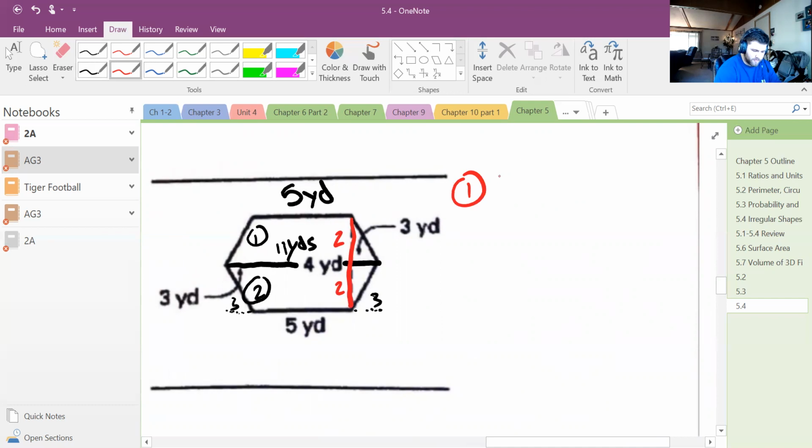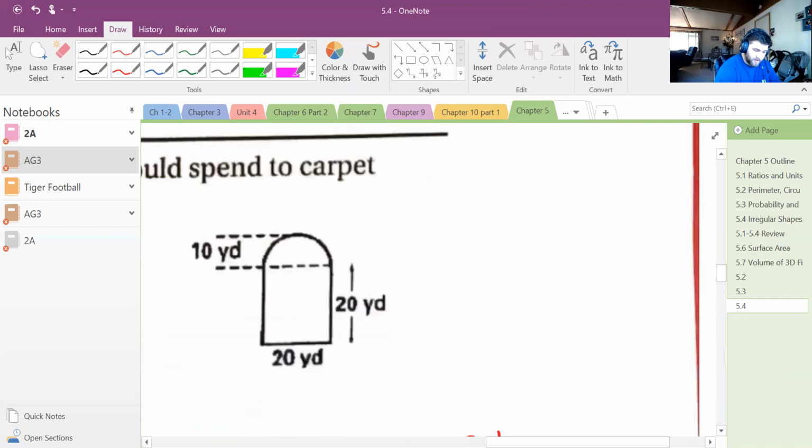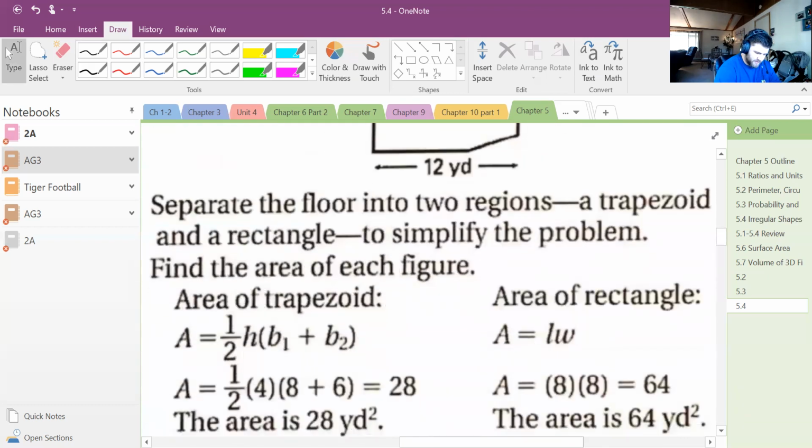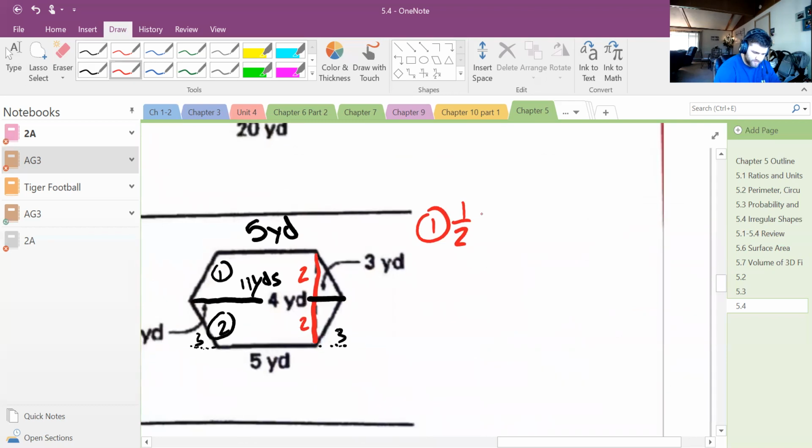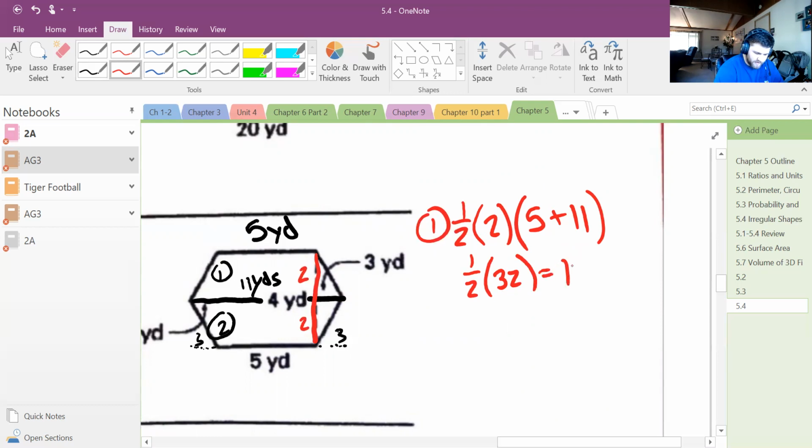Let's do trapezoid number 1. So we have 1/2. And where can you find these formulas? Find them right here. 1/2 height, which is going to be 2, times B1, which in this case I'm going to call the top. B1 is going to be 5, and B2 is going to be 11. All right. Okay, so 5 plus 11 is going to be 16. 16 times 2 is 32. We have 1/2 times 32, which is 16. Oh, there you go, 16. These cancel. So the area of the first trapezoid is going to be 16.